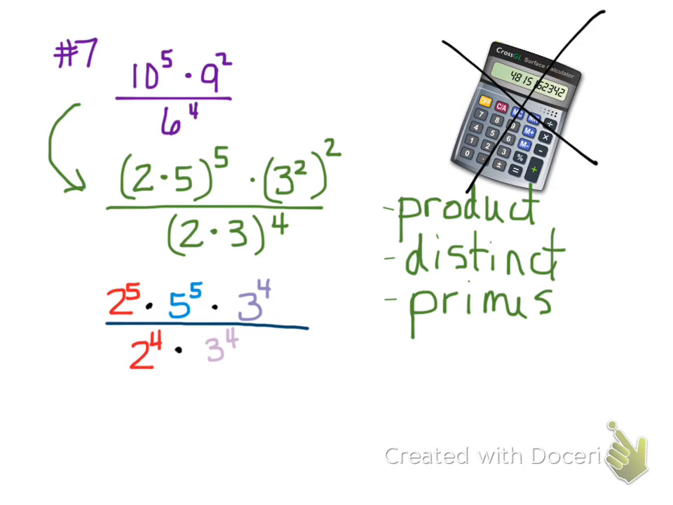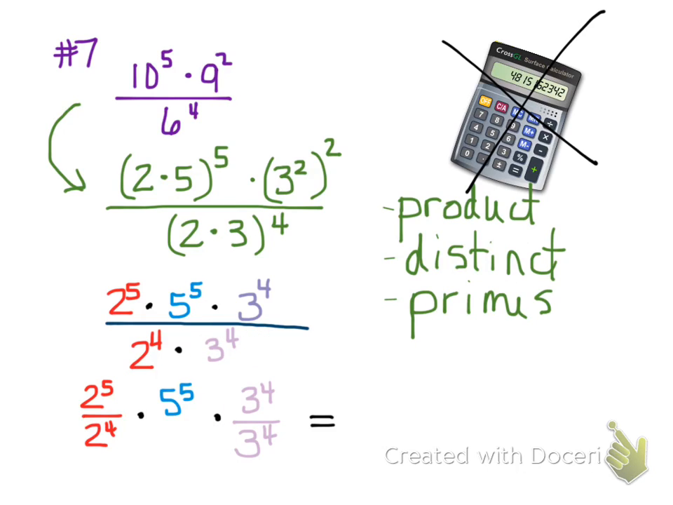Okay, so now I have a product of primes. These are all prime numbers that I'm multiplying together, various numbers of them, right? But they're primes, but they're not distinct primes. So what I need to do is combine the ones that have bases that are the same. So these are a base of 2, these are a base of 3, and a base of 5. So I can simplify this. And I'm going to write it as the product of 3 separate things. So I've got this fraction here that's my base of 2, then I have this base of 5, and then I have the base of 3.